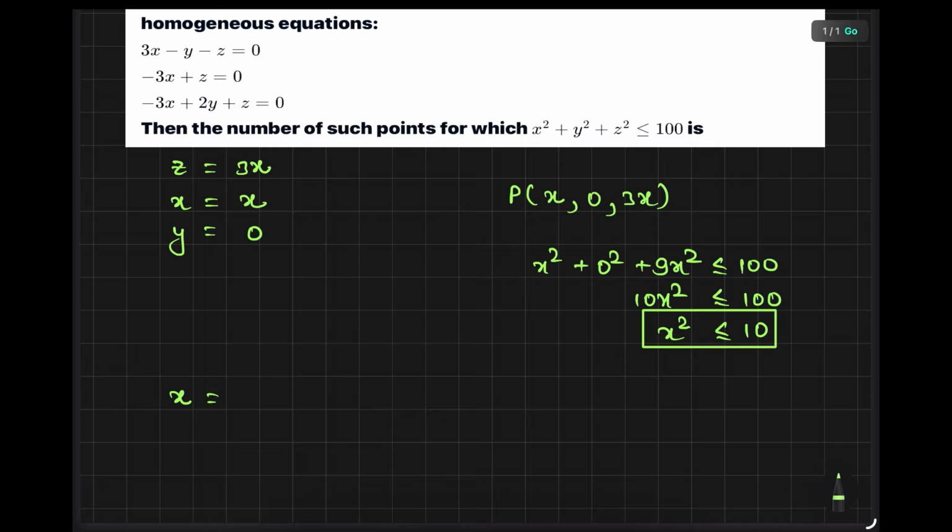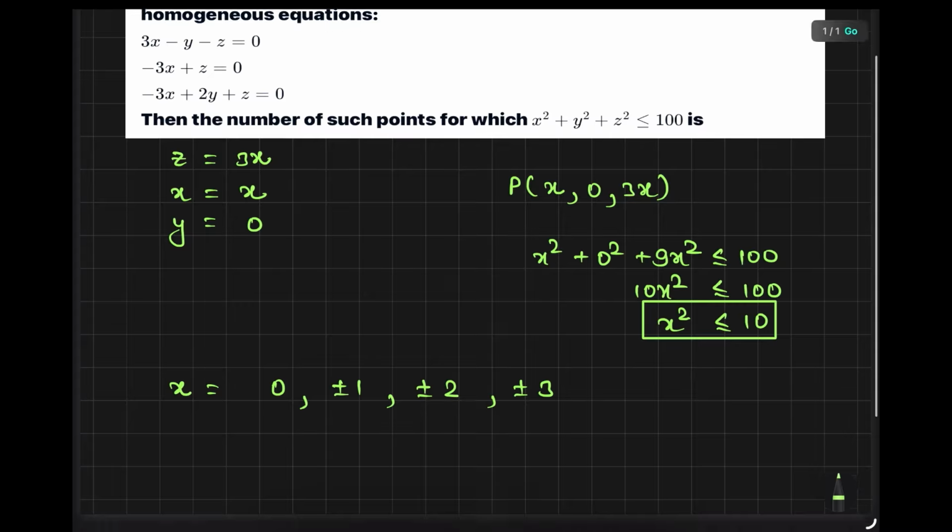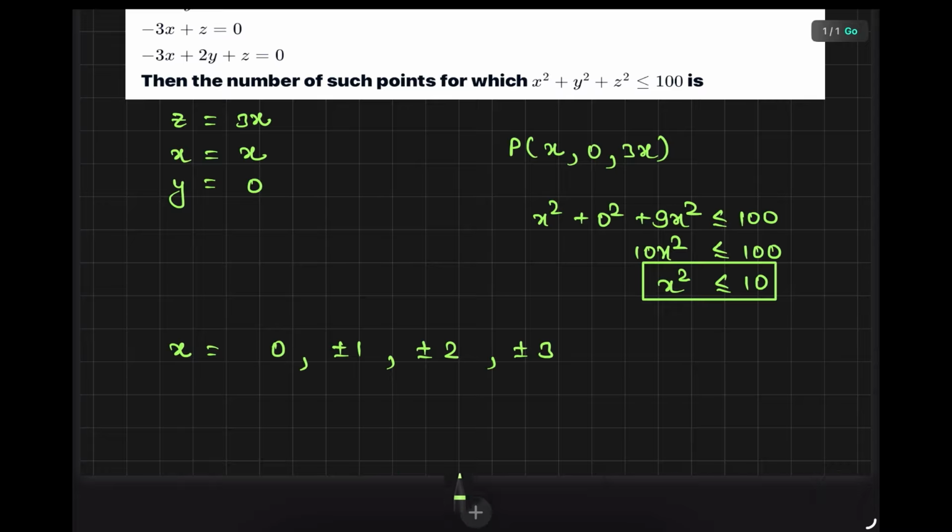Now think about the combination of x. I think that 0 is yes, plus minus 1 is yes. Just apply hit and trial. Plus minus 2 is yes. Plus minus 3 is yes. Correct. Now you cannot go with any other idea. Okay, so I'll go with the points.